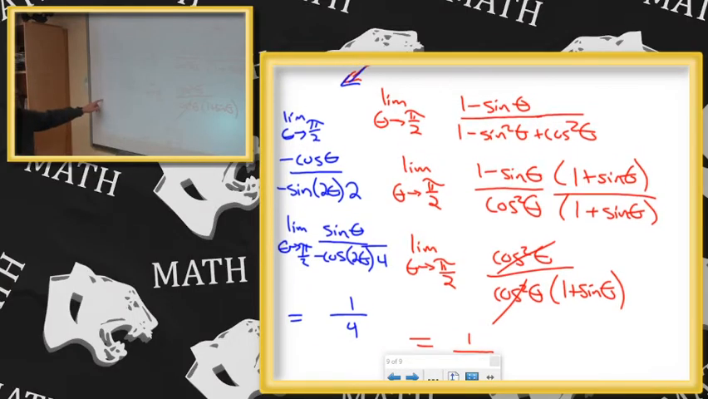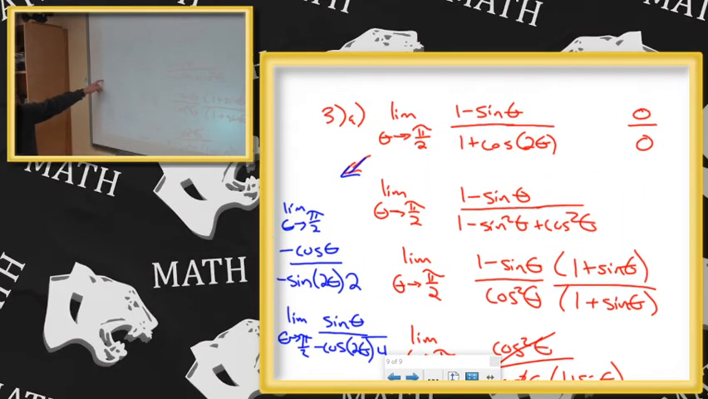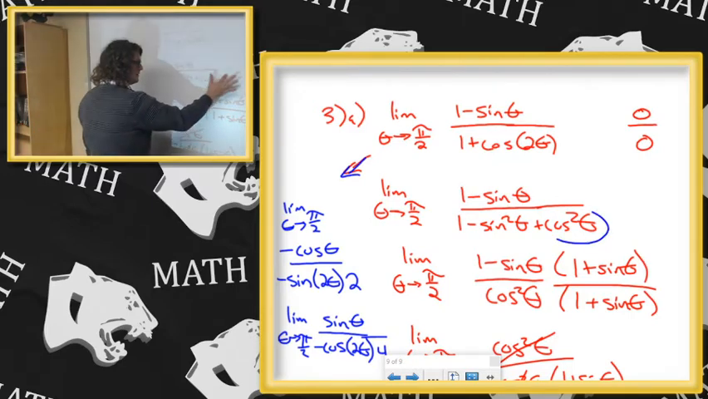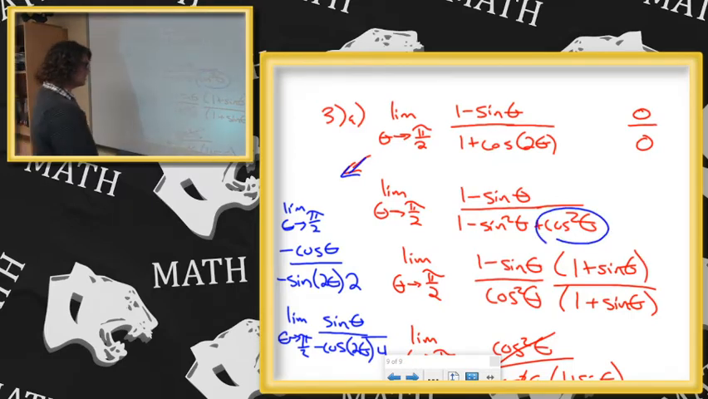So what did I do here? So 1 minus sine theta, that's fine. 1 minus sine theta plus, that's fine. So that's cos squared. Oh. I lost this little bit. So this is actually 2 cos squared.